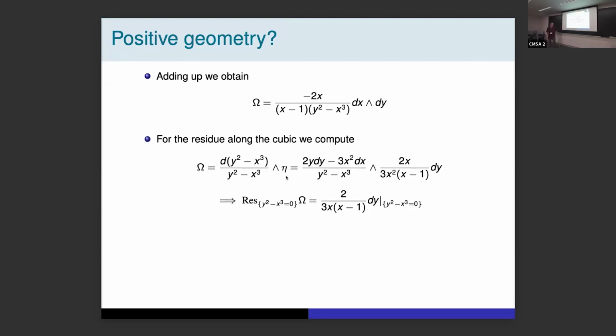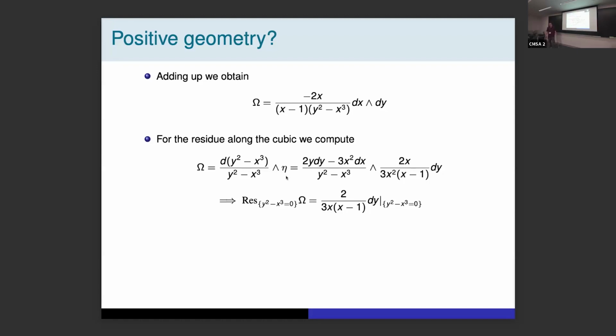So the residue along this cubic, we obtain something like 2 divided by 3x times (x minus 1) dy, restricted to this curve y squared minus x cubed. It doesn't look so bad right now, but if we actually use this equation to write the form purely in terms of y or x, we get some cube roots.